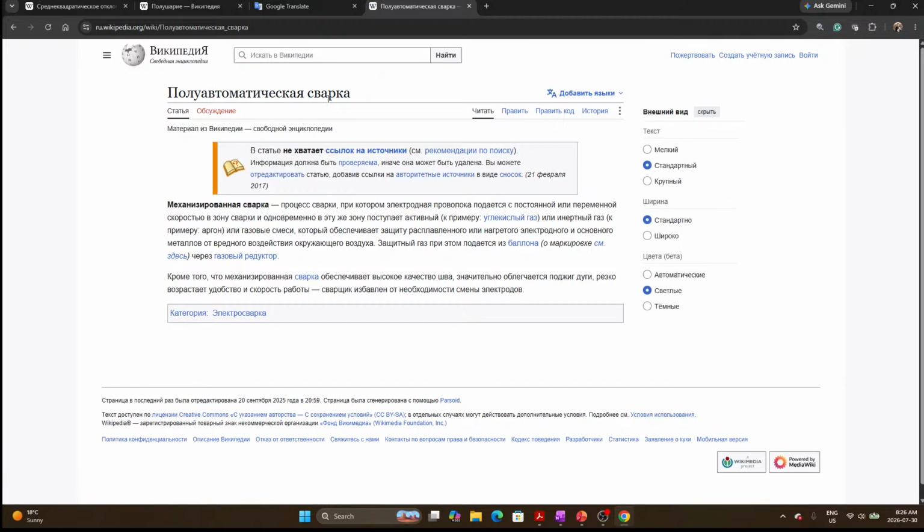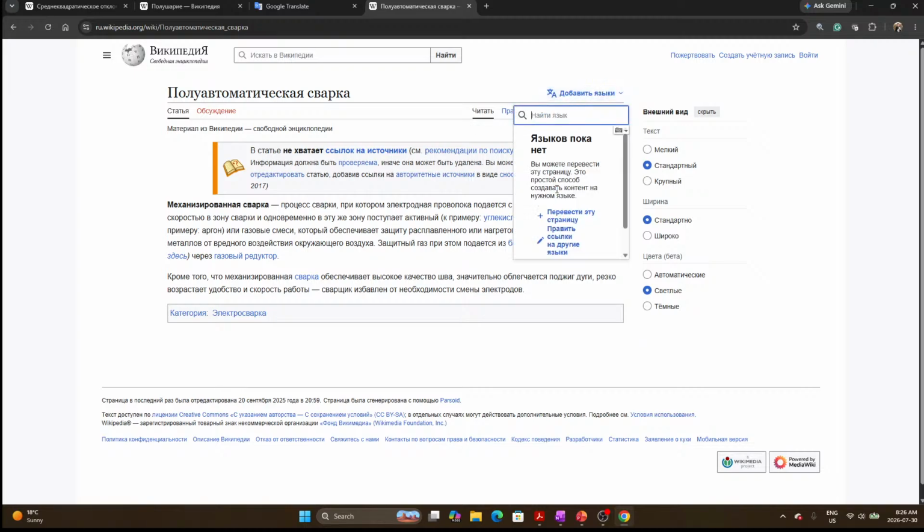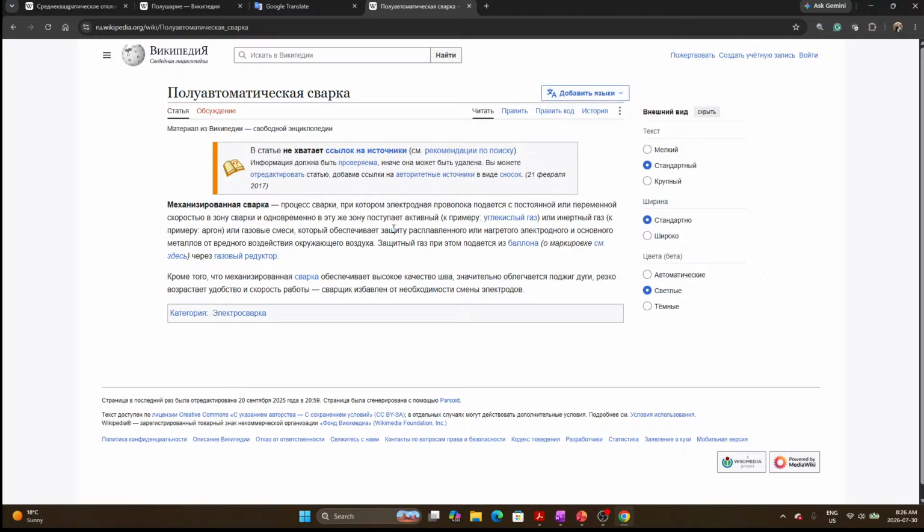Полуавтоматическая сварка. Okay, no other language? What on earth is this? That's not a term in Russian math. Okay, great. Yes, semi-auto. Thank you, Vladislav.